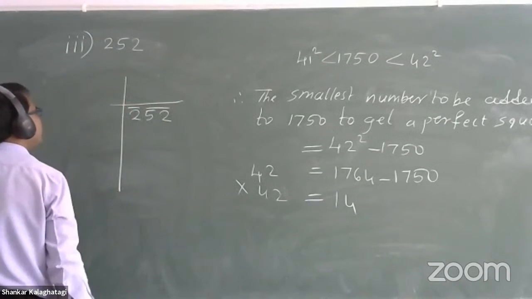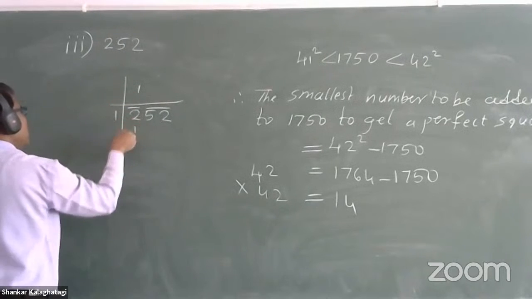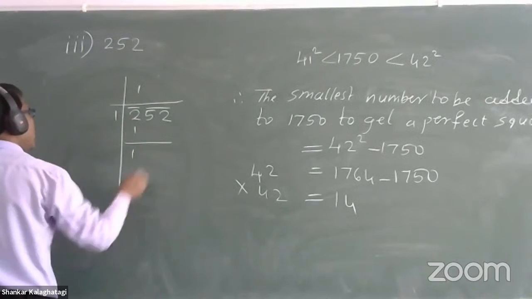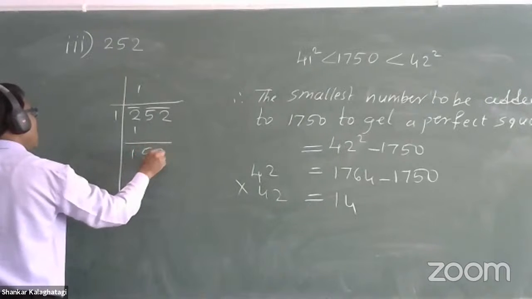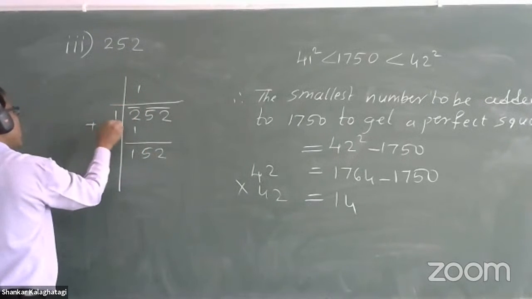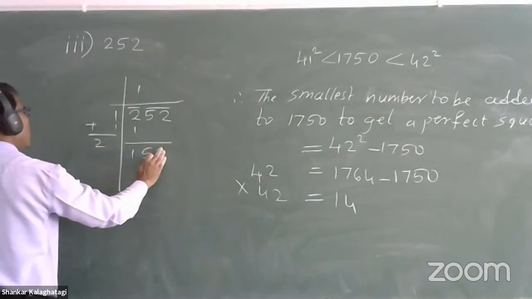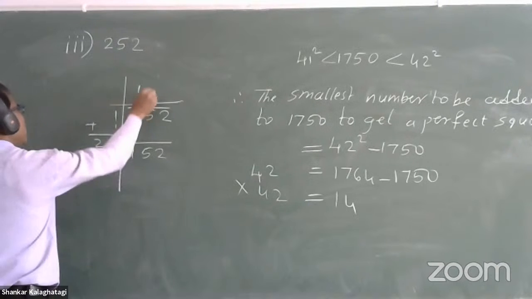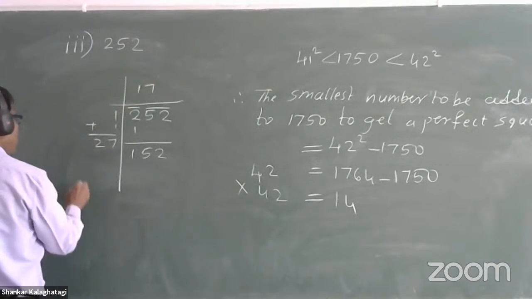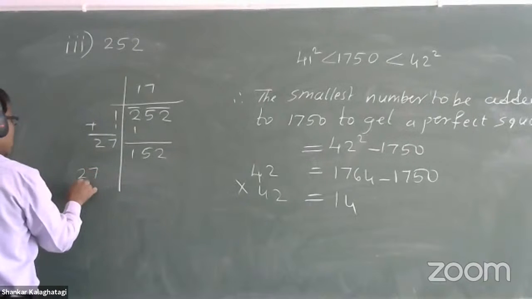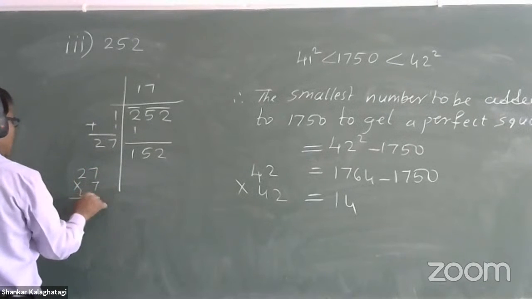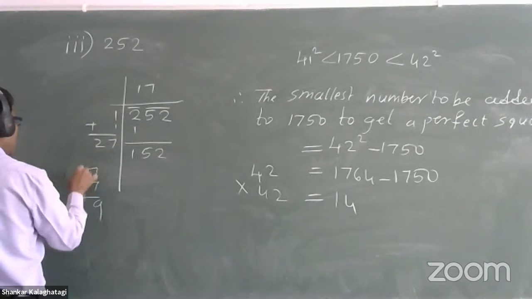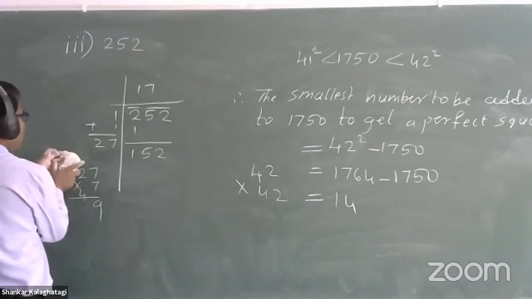Make two groups. One is remaining. Take 52 down. Add these two: 1 plus 1 is 2. 2 sevens are 14. 27 sevens are maybe more. 27 sevens: 7 sevens are 49, 7 twos are 14, so 189.